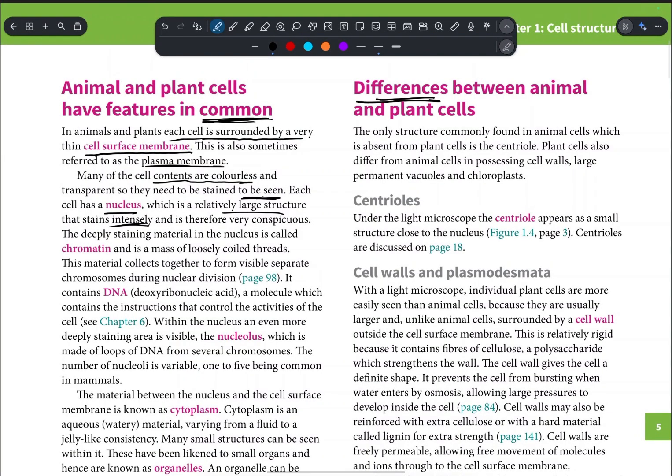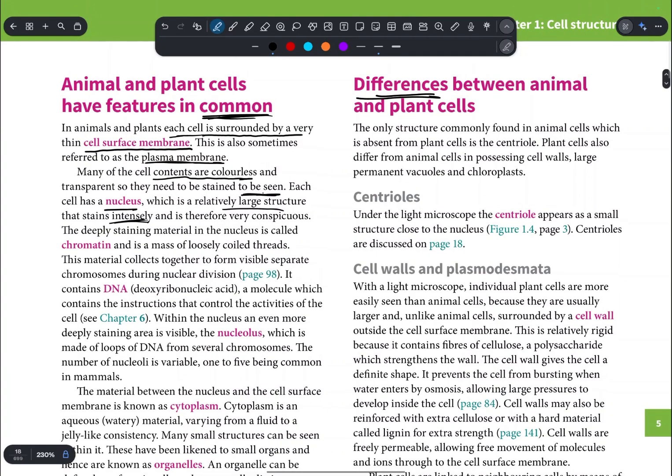So what do we mean by that? Okay, so here "stains intentionally" means when we are doing staining, it is showing very dark colors and it is taking too much of that stain material, and it is staining too many parts inside it.